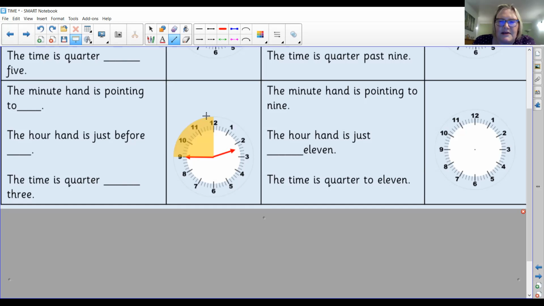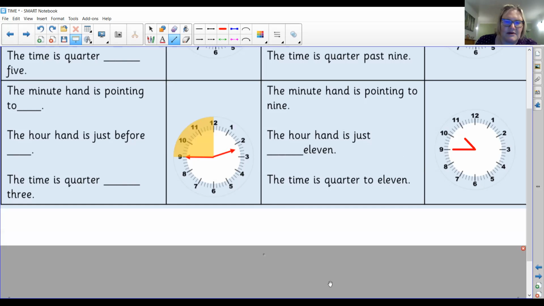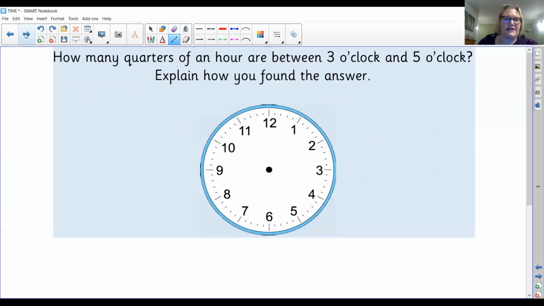Let's do this one. The minute hand is pointing to 9. So I'm going to draw the minute hand on again. So straight away we know it's going to be a quarter to time, don't we? The hour hand is just, oh, it's 11. Should it be just before or just after? Just before. So it's just before 11. The time is 11:45. Hopefully that made sense to everybody. Okay.